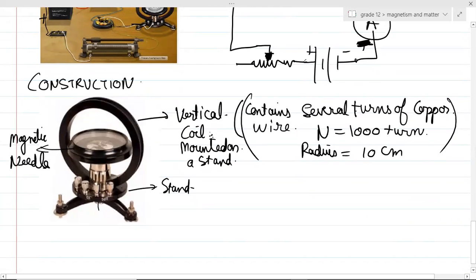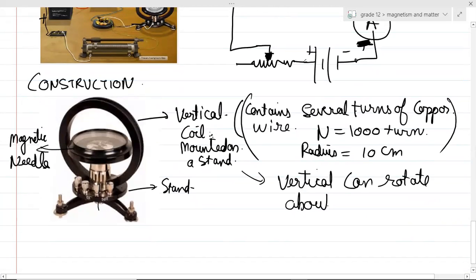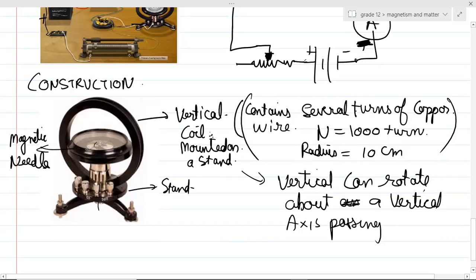This vertical coil can rotate about a vertical axis passing through its center. Please remember, when this rotates, this is not rotating. The magnetic needle is stationary. It will always remain like this, but this coil can rotate. So this is how we have constructed it.